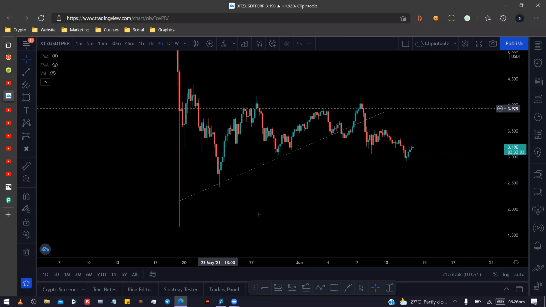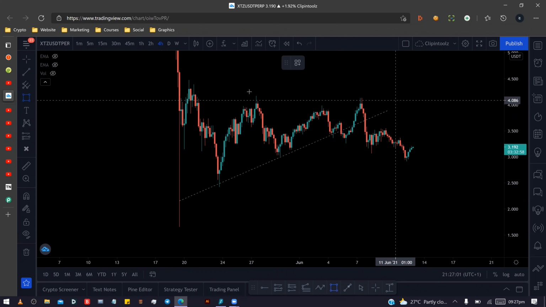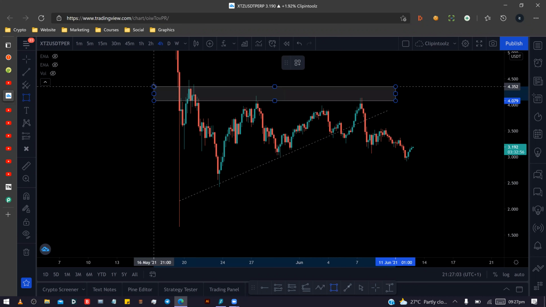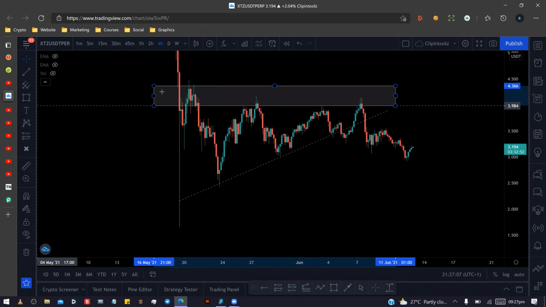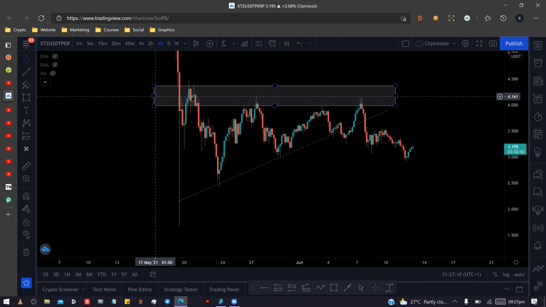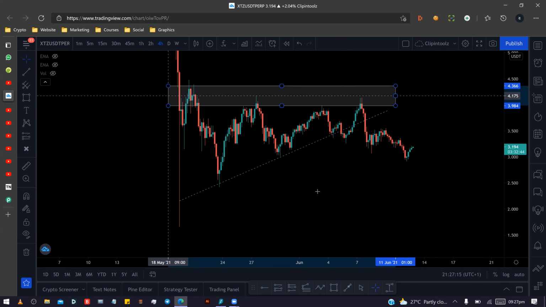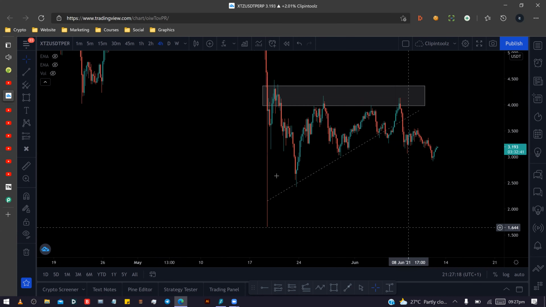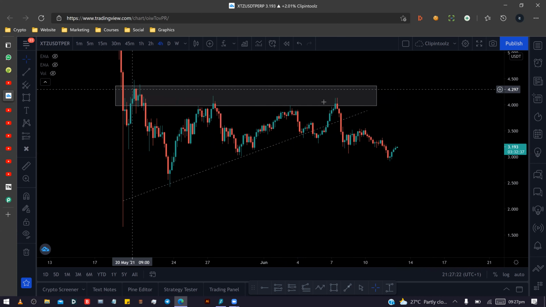Then we have our support over here. I mean resistance. This area is our resistance. So I told you that it's not a must to put a line. You can put a rectangle box there. This area is our resistance. Can you see? This is our trend line resistance support, and this is our horizontal resistance.